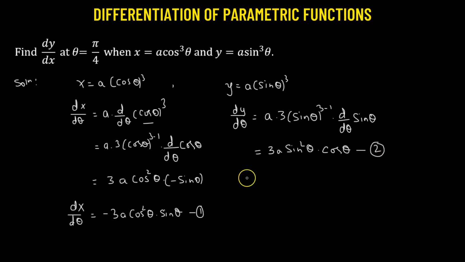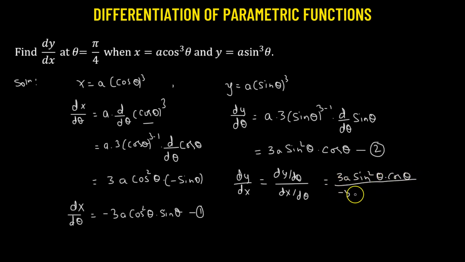Our next task will be to obtain the derivative of y with respect to x. All we have to do is take the derivative of y with respect to theta divided by the derivative of x with respect to theta, which we have already obtained in 1 and 2. So that means we have 3 times a multiplied by sine squared theta times cosine theta, and we're going to divide it by negative 3a times cosine squared theta times sine theta.